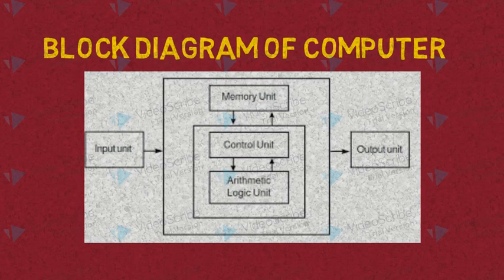Then comes your memory unit. It stores your answer of your addition or subtraction into the memory unit either temporarily or permanently based on our requirement. And the third part is our control unit. It controls and interprets the instructions and coordinates the execution. And after the processing, our data goes to the output unit.